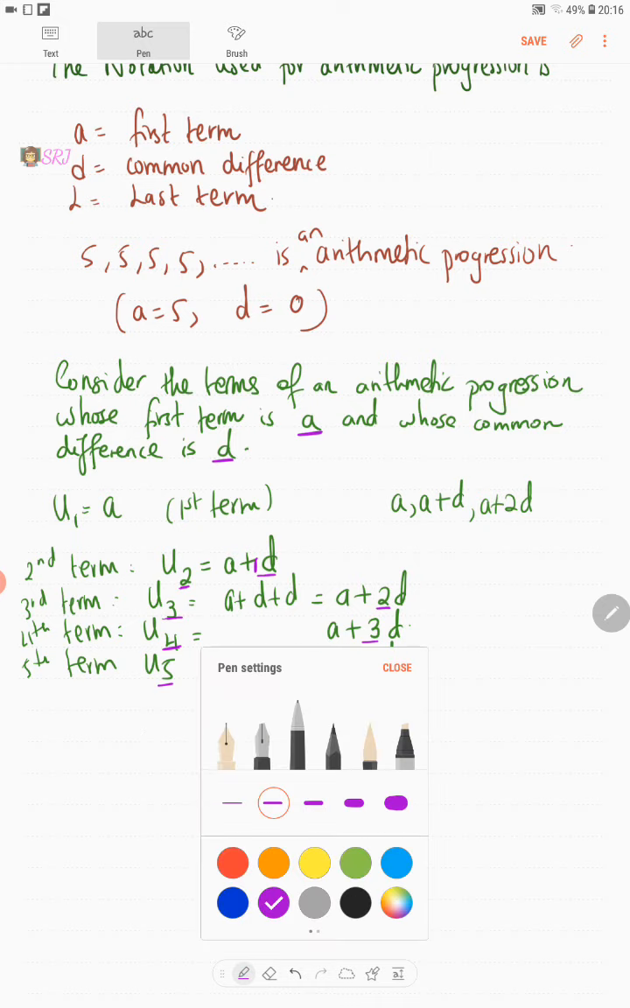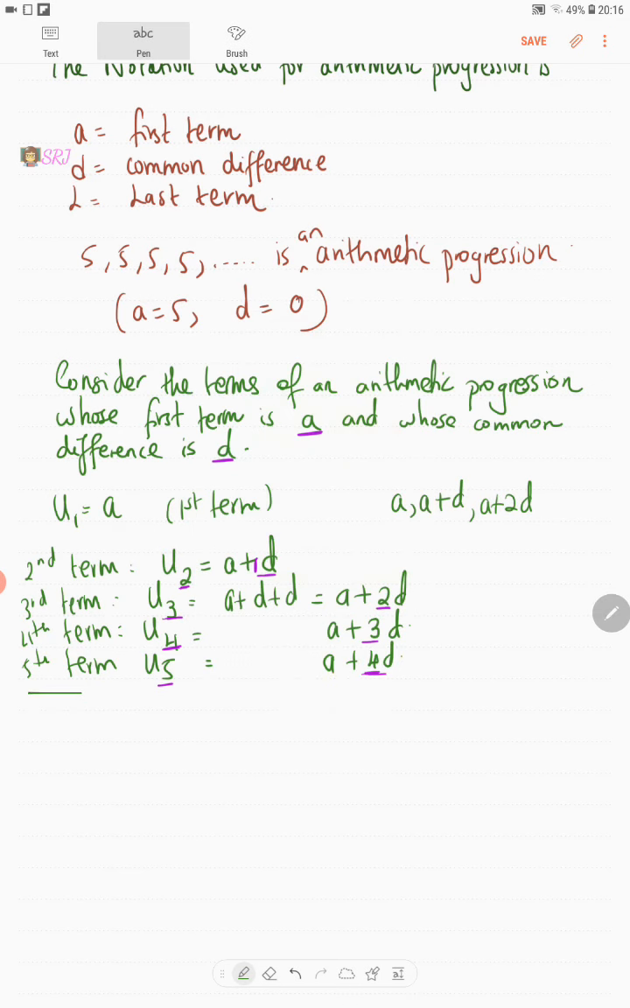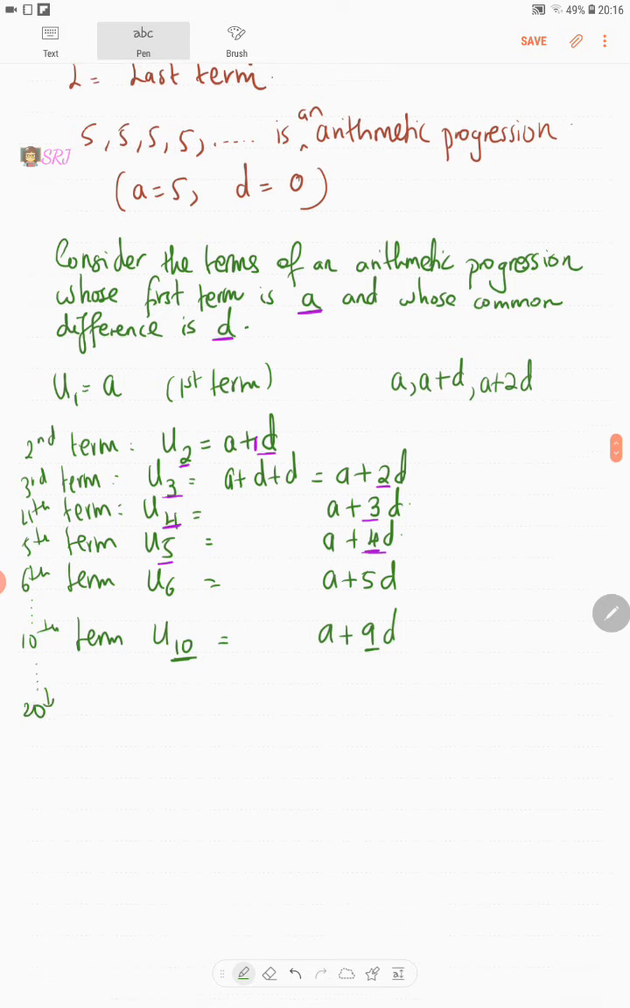So if we continue this pattern, if we have the sixth term, it will become u6. So when we have 6 here, it must be 1 less. It becomes a plus 5d. If we go on like this, the 10th term, that is u10, will become a plus 9d. 10 minus 1 is 9. So for the 20th term, we will obtain a plus 19d.